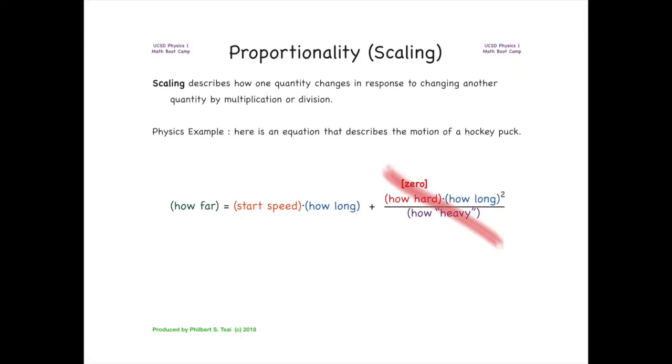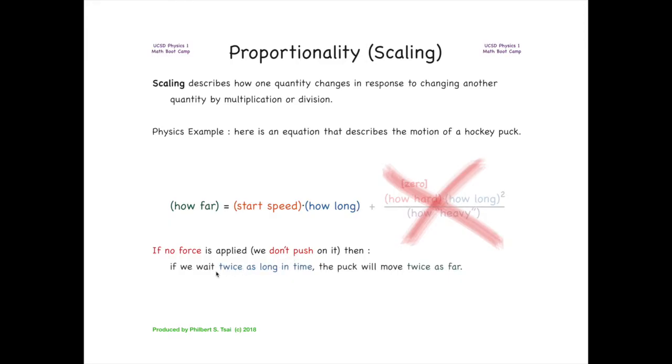Let's start by considering a scenario where we don't push the puck at all, but it does have a starting speed at the beginning of the experiment. The equation then tells us that if we apply no force and wait twice as long, making time our variable, then the puck will move twice as far if we keep the starting speed the same. In this scenario, the starting speed is a constant. That is our proportionality constant, k.